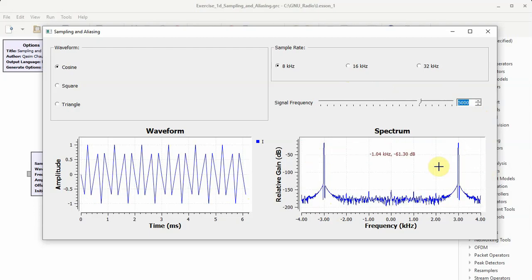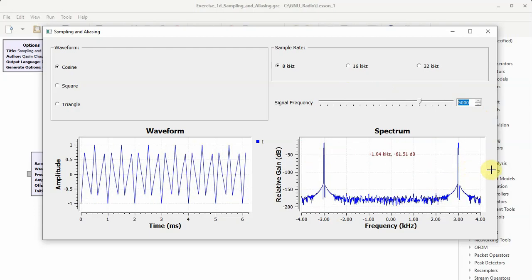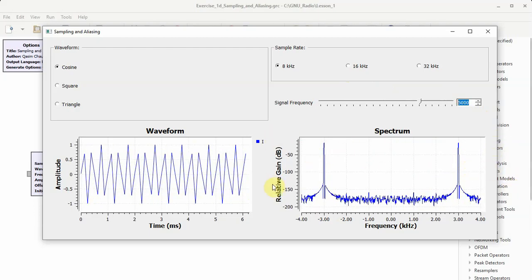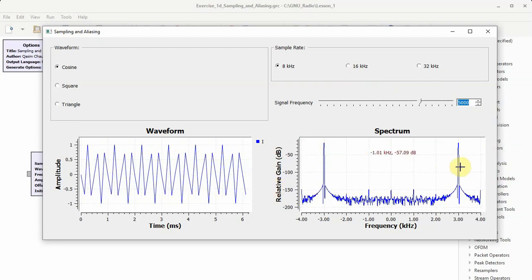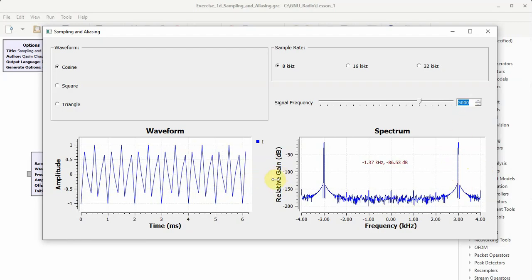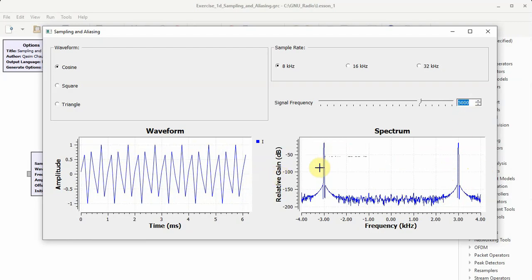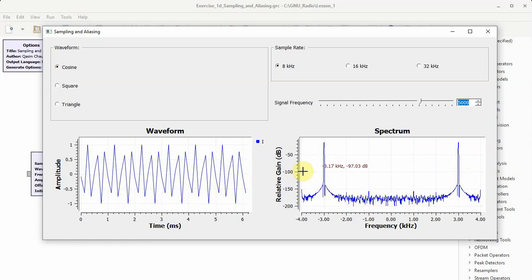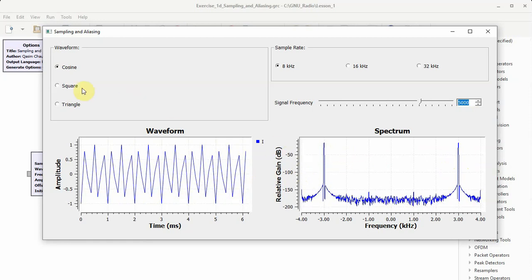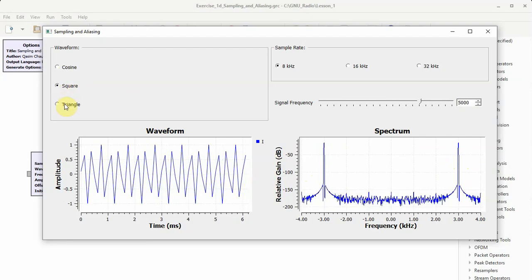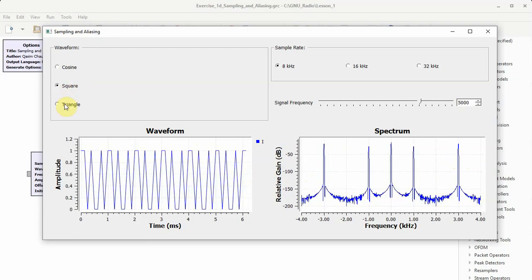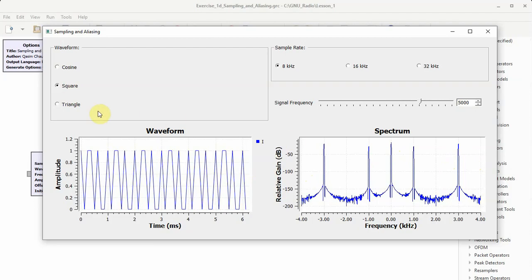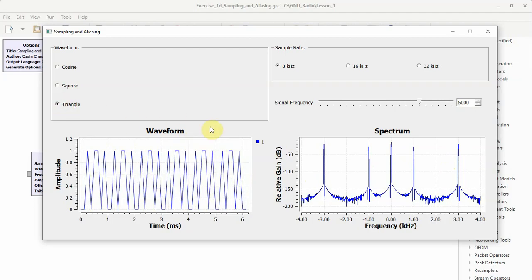This is what aliasing is. The actual spectral impulses are at 5 kilohertz and minus 5 kilohertz. The spectral impulses we are seeing here, this one is coming from the copy at plus 8 kilohertz, minus 5 kilohertz, which is 3 kilohertz, and minus 8 kilohertz plus 5 kilohertz, which is minus 3 kilohertz. So this is what aliasing is in the context of real signals. And then we have a square waveform, and you will see the symmetry, which was not there in the complex signals, and the triangle waveform.